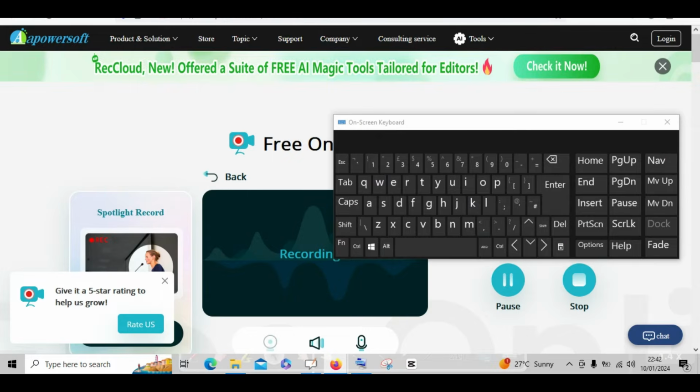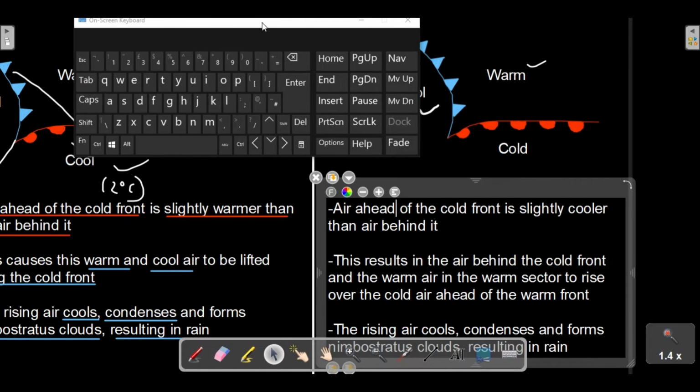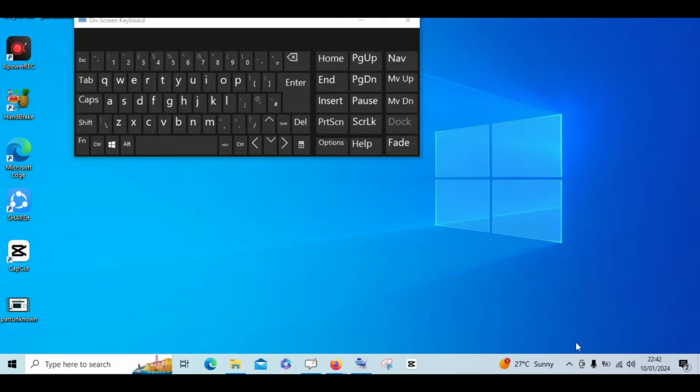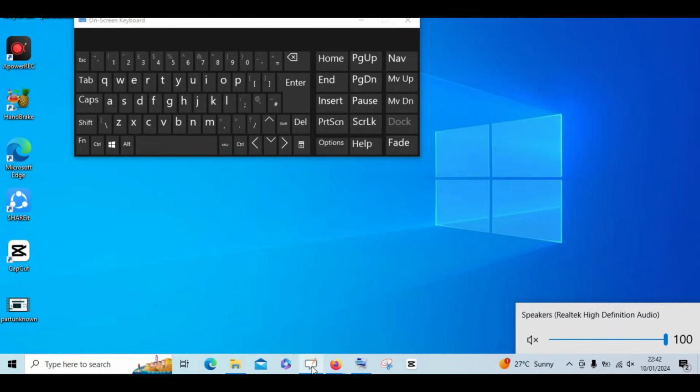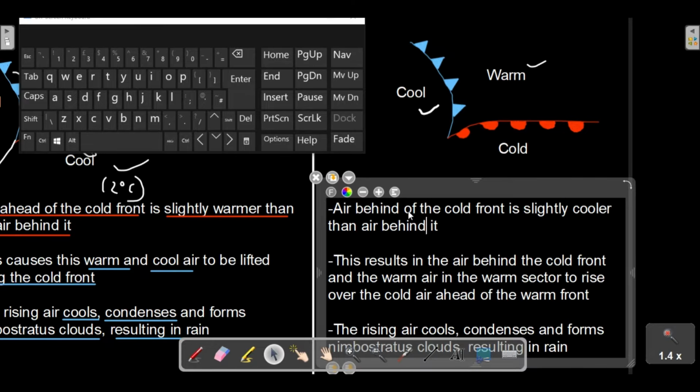Okay, so the air, excuse me for that. So the air behind, okay, let me reduce the volume there. So the air behind the cold front is slightly cooler than the air ahead of it. Okay, yeah. So by the air ahead of it, we're actually referring to the air that is in front of the warm front. Okay, yeah, it should be like that, right?